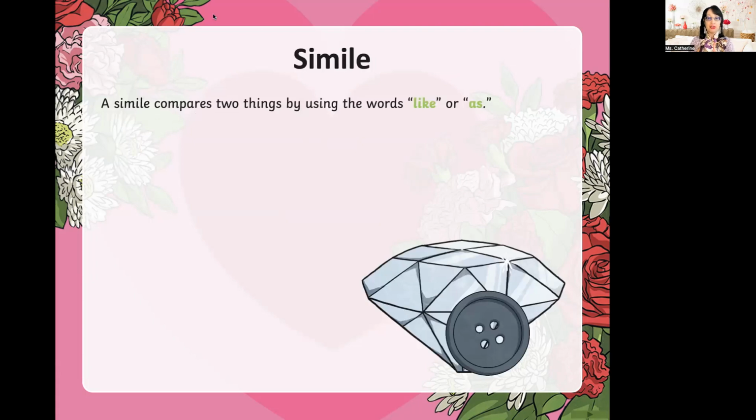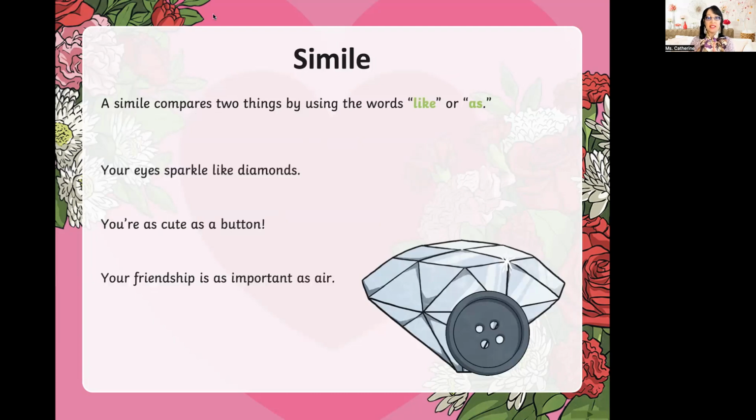Simile compares two things by using the words like or as. Your eyes sparkle like diamonds. You're as cute as a button. Your friendship is as important as air. Say them again with me. Your eyes sparkle like diamonds. You're cute as a button. Your friendship is as important as air.